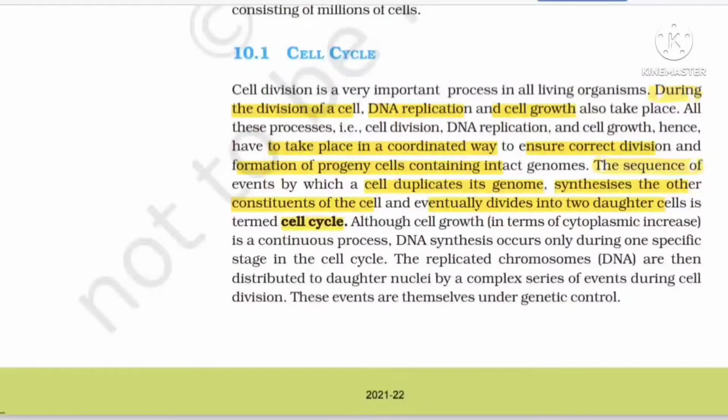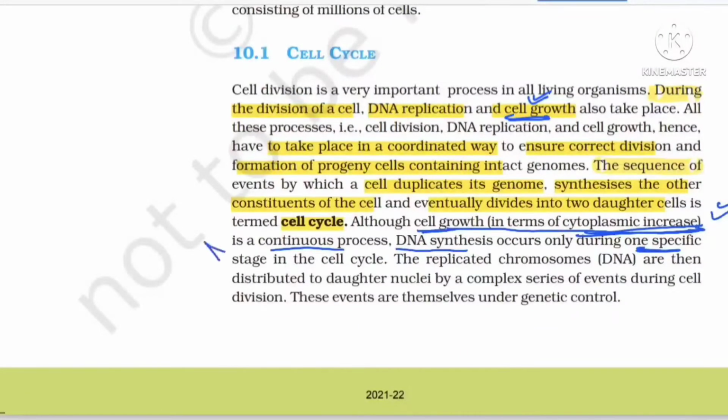What does cell growth mean? Cell growth means cytoplasmic growth, and it is a continuous process. DNA synthesis will occur only in a specific phase. During which phase will it occur? Only in the S phase. But cell growth is continuous. Again, it's a very important question.